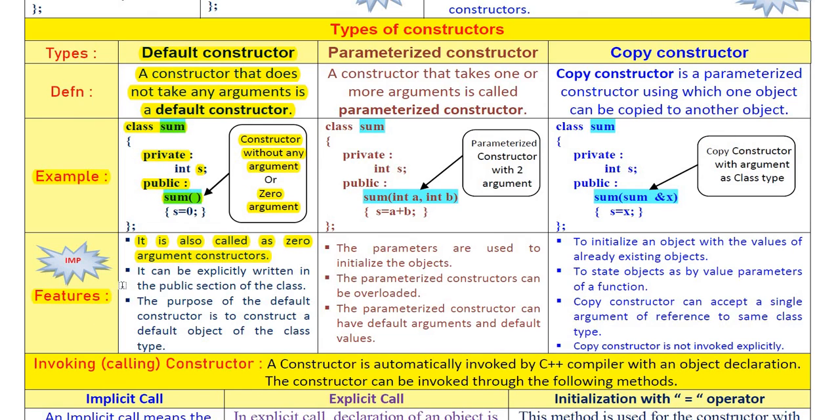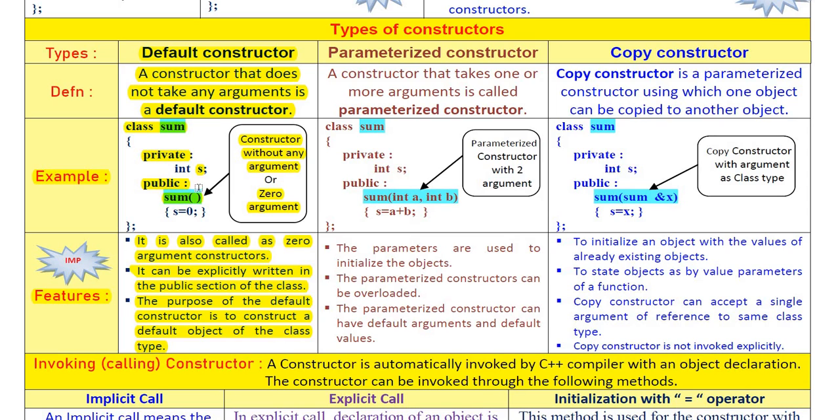Then the features of default constructor are: it can be explicitly written in the public section of the class. So the default constructor is written in the public section of the class. So this is the public section, and here we are creating a default constructor. The purpose of a default constructor is to construct a default object of the class type. In simple words, the purpose of a default constructor is to initialize the object of a class.